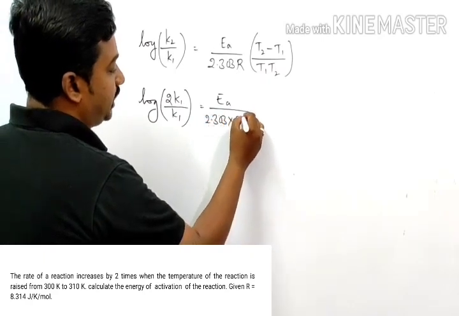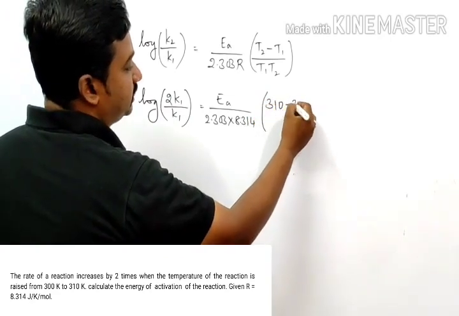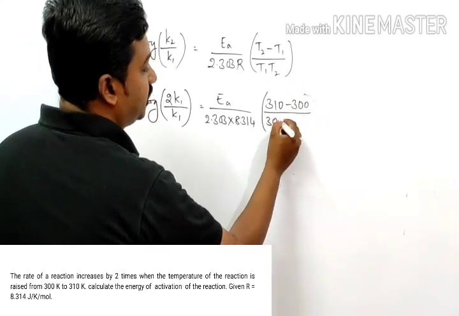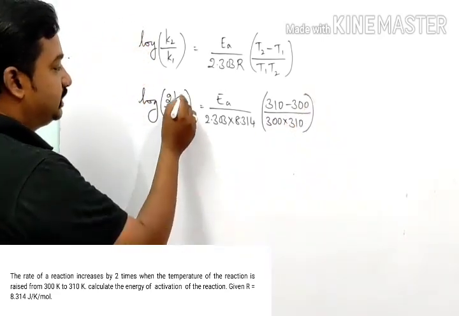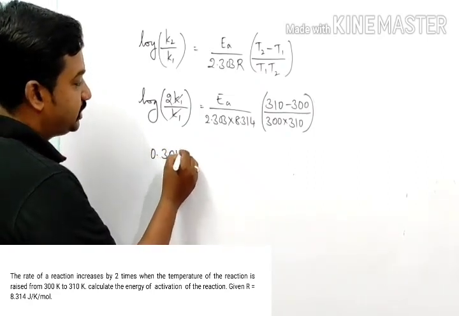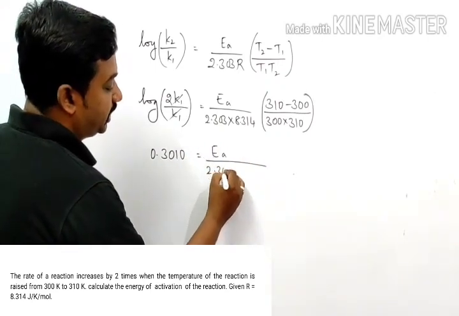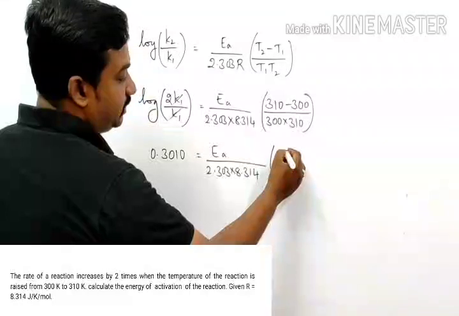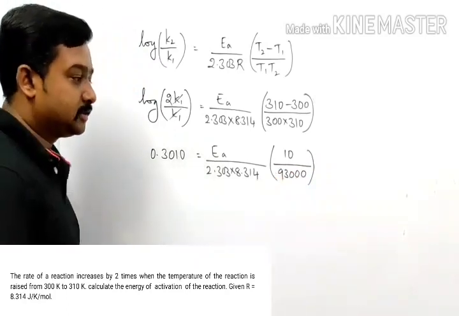2.303 into 8.314 and into 310 minus 300 by 300 into 310. Okay, let's simplify further. This K1 gets cancelled. Only log 2 is remaining, which is 0.3010, and that's equal to EA by 2.303 into 8.314 multiplied by 10 by 93,000. So this is the value.